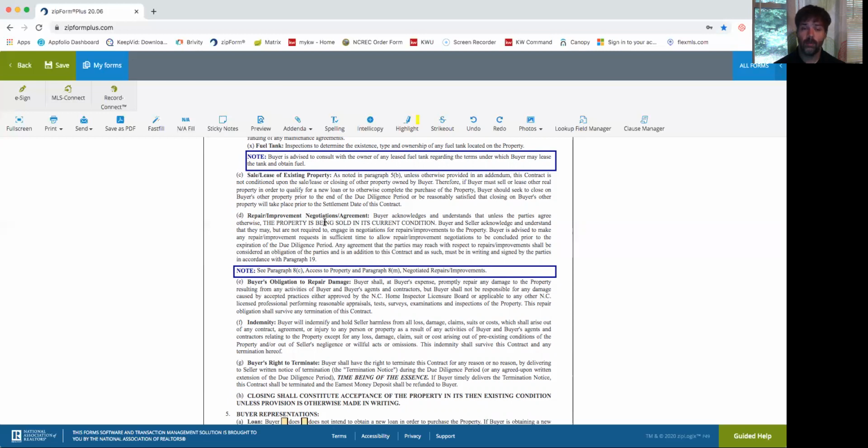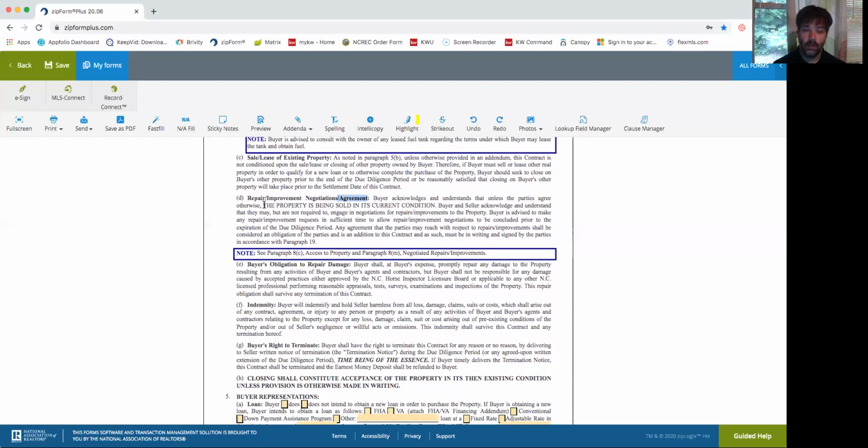Any repair or improvement negotiations, remember it does say negotiations. There is a repair request agreement that you could do during your due diligence period. But remember, in North Carolina, the property is being sold as is in its current condition. So this is an as is contract. Any repairs or requests for repairs are simply that, just a request as a part of the negotiation. There is no obligation for a seller to fix anything. So reminder to your buyers and your sellers, the property is being sold as is in its current condition.